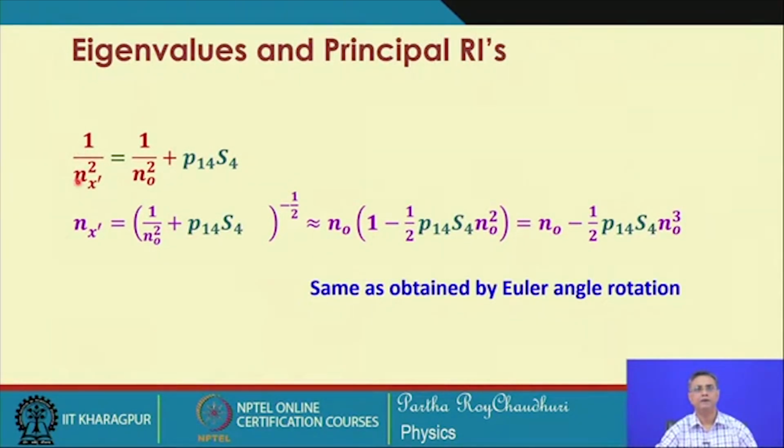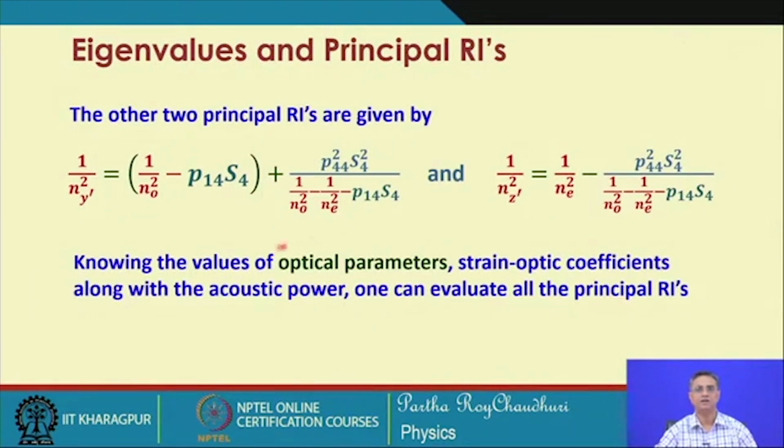So, 1 by n x square, this quantity we have seen earlier. After doing this binomial expansion and retaining only the first term, we can show that the change in n x, the refractive index along the new principal axis along x, is this, which is the same as obtained by the Euler angle rotations, and for n y dash and n z dash we have this expression. So, we have been able to calculate all the new principal refractive indices.